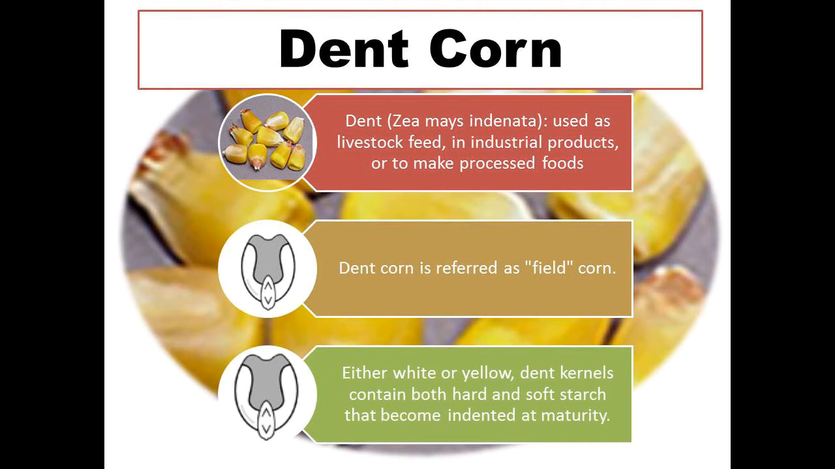The crown region has the soft starch. With maturity, the moisture content of the grains is reduced, and the soft starch present in the crown shrinks and gives a dent in the crown.